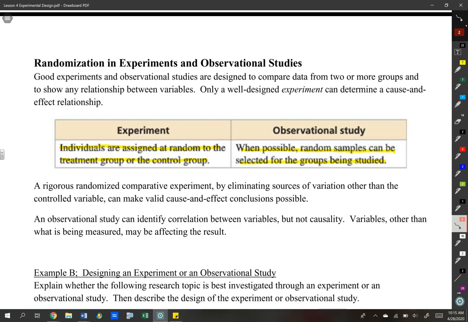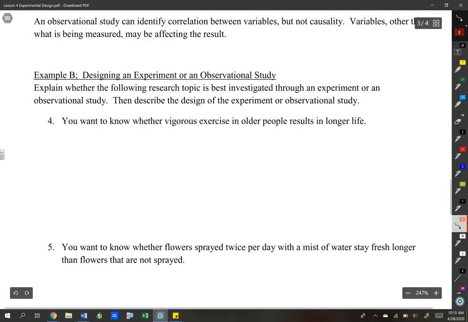So we see that there's some sort of relationship between the variables, but we're not necessarily proving one causes the other. Variables other than what is being measured may be affecting the result. All right, let's look at some examples of what we mean. Explain whether the following research topic is best investigated through an experiment or an observational study. Then describe the design of the experiment or the observational study.